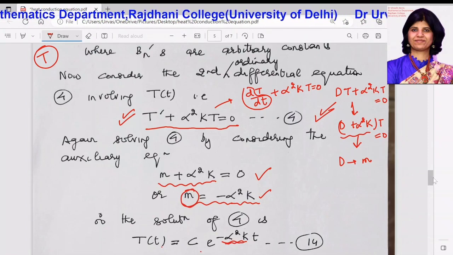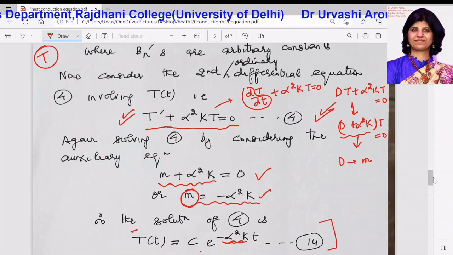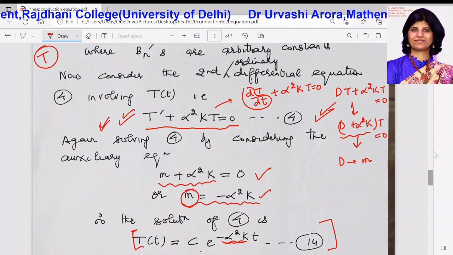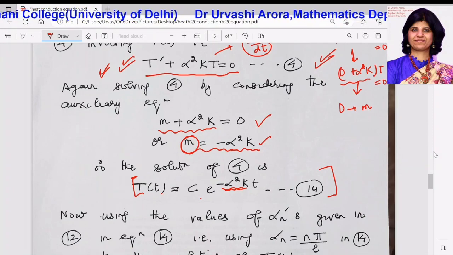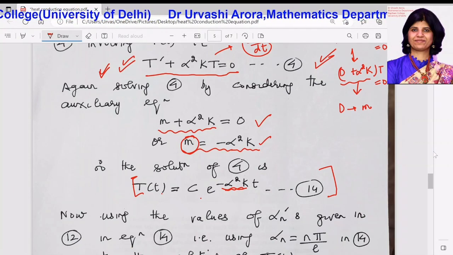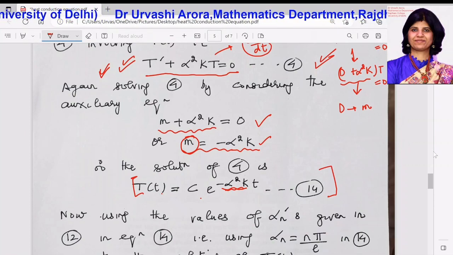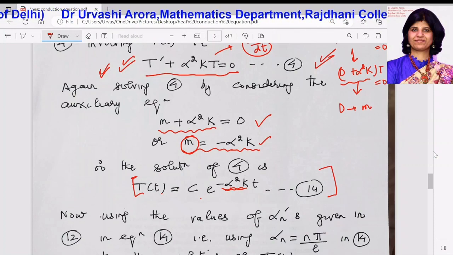So I put the value of m over here into T. This is the solution that you get for this particular ordinary differential equation. This discussion again comes when we learn the solutions of ordinary differential equations. This is the rule for writing the solution. So we have obtained the value of T, and now we have to put the values of alpha.